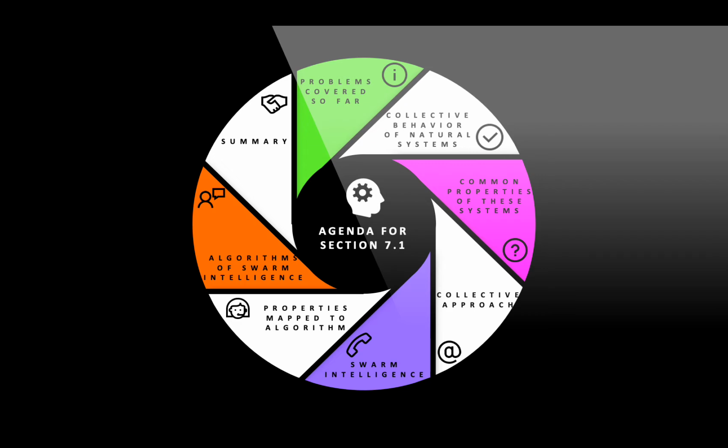Then I'll introduce the term swarm intelligence and swarm intelligence systems. It will be followed by talking about the different properties that exist in swarm intelligence and how they're mapped to different algorithms. Basically, conversion of properties to algorithms, and then we'll see around 13 different algorithms of swarm intelligence, although in this particular series I'll be only talking about 2 of these algorithms and not more. And finally, a summary or concluding remarks on the whole section.